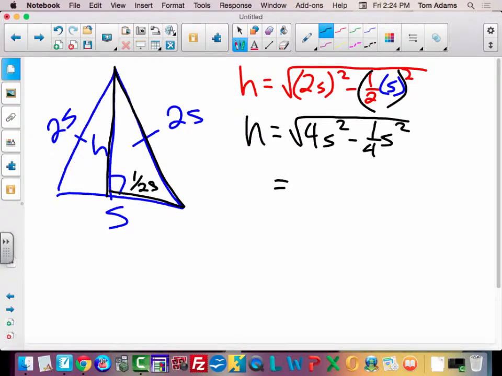So what's 4 minus 1/4? 3 3/4. So what's that as a fraction? So 3 3/4 is a mixed number. What is that as an improper fraction? 15 over 4.